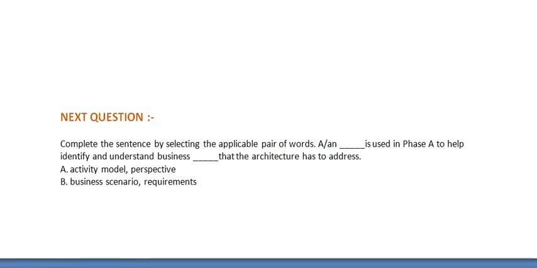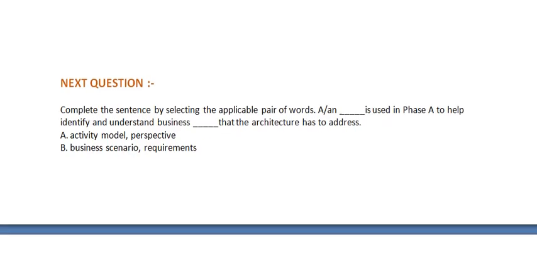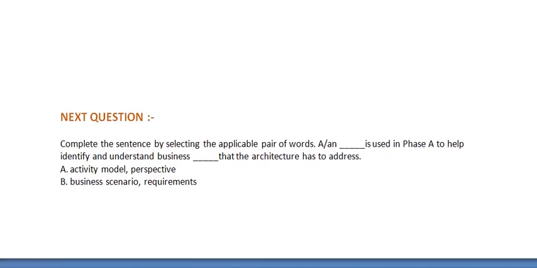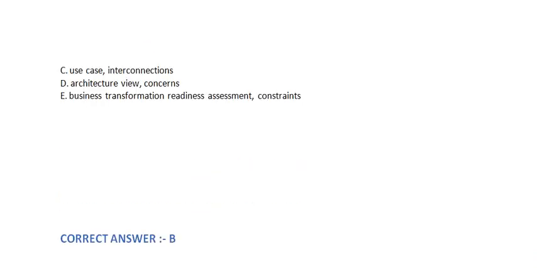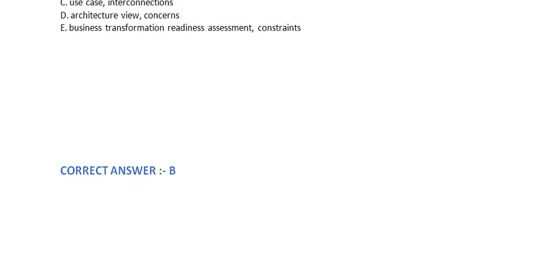Next question is, complete the sentence by selecting the applicable pairs of words. A slash N is used in phase A to help identify and understand business tasks that the architecture has to address. Option A, activity model. Option B, business scenario and requirements. Option C, use case interconnections. Option D, architecture view and concerns. And option E, business transformation readiness assessment and constraints. The correct answer is option D.